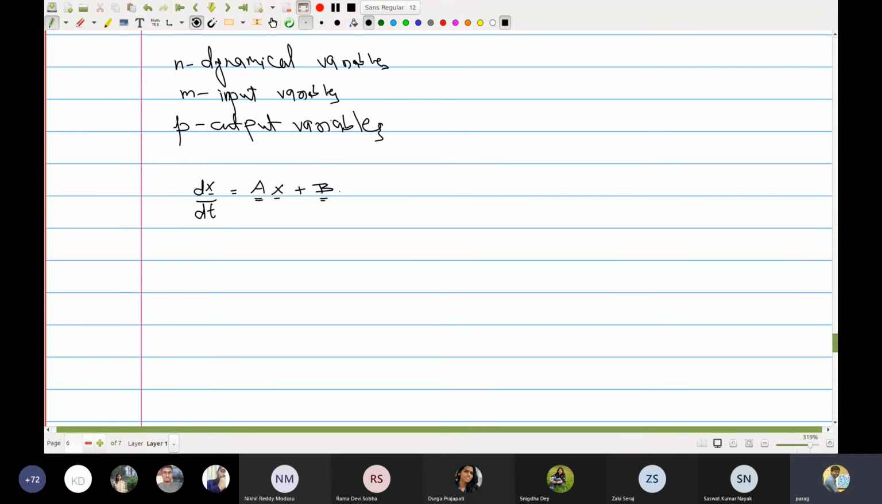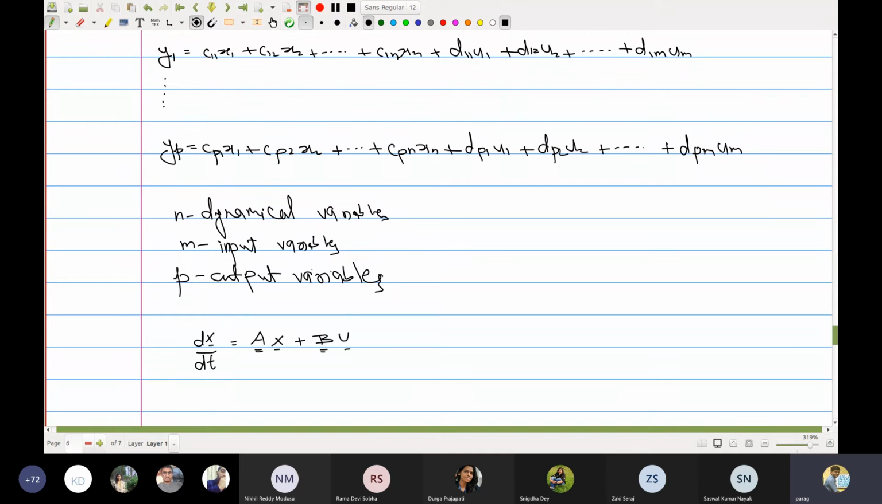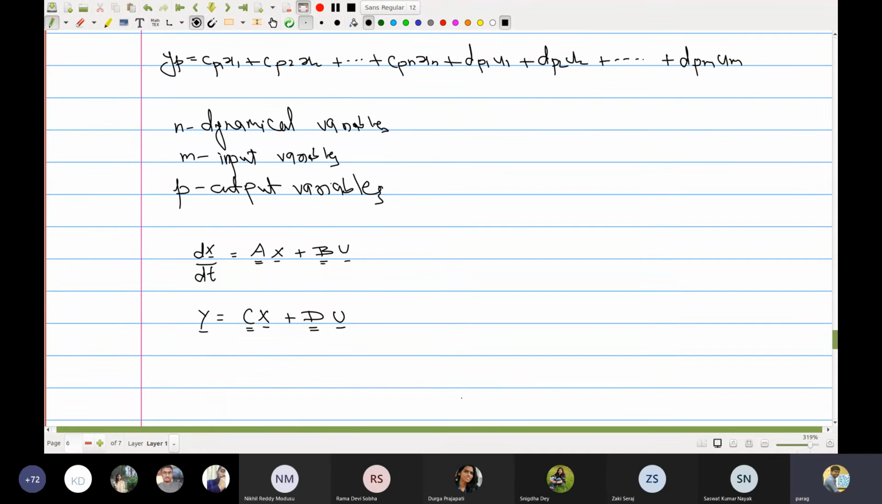Coefficient matrix B times the vector u. Let's be consistent with the notation and make it capital U. And similarly, I can write the vector y, and this will be equal to the coefficient matrix C times the vector x plus the coefficient matrix D times the vector u. Right? Fine. Then what should I do?